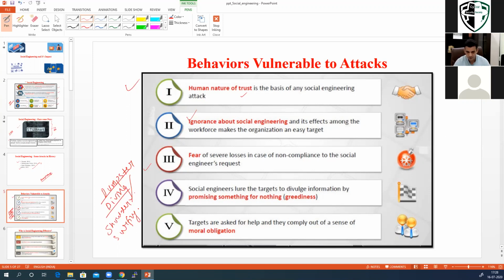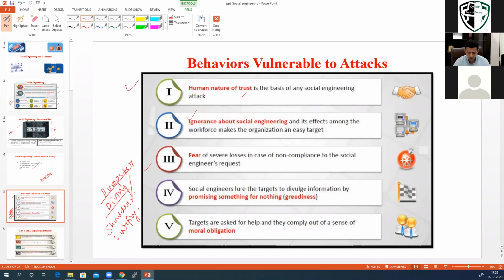So trust is an issue. Ignorance means a kind of unawareness. People do not know about these kinds of things. Third is the fear of severe losses. Every organization must have a role, like they should have a particular trust and use a kind of privilege actions for their employees who are working in different departments.